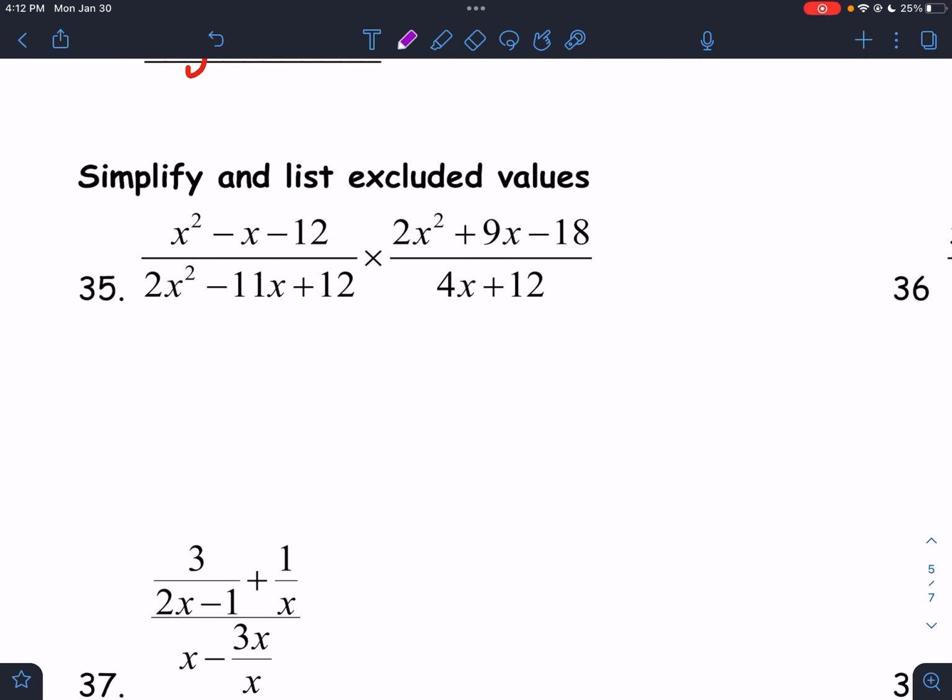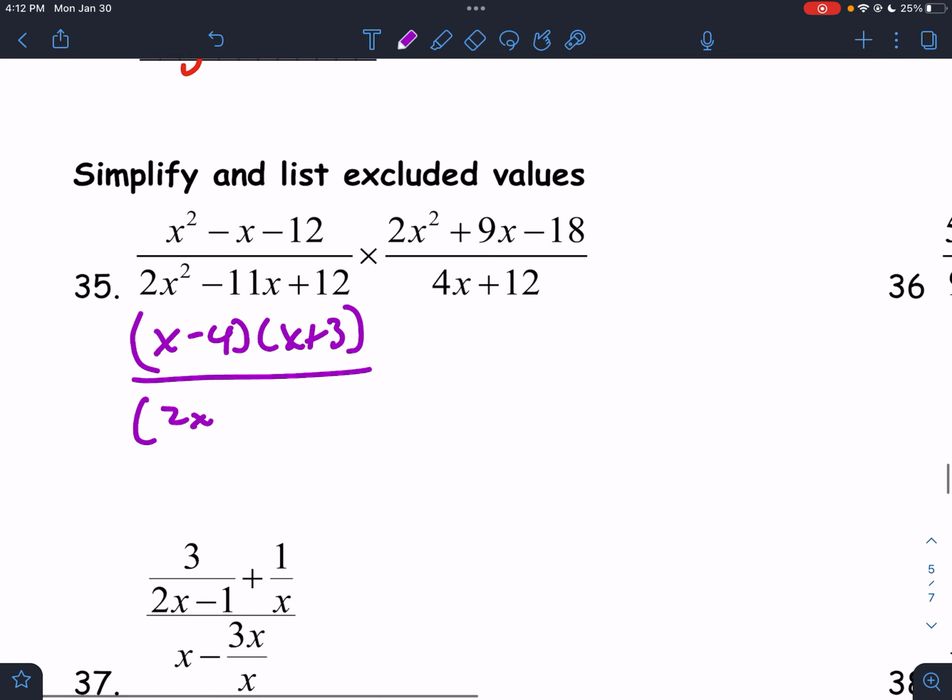So this is just multiplication. So this would become x minus, here, I'll write it below. That's a little cramped. That would be x minus 4 and x plus 3. The bottom, that would be 2x. Let's see here. 12 times 2 is 24. Factors of 24 that add to 11 would be 8. So I need x plus 4 and plus 3.